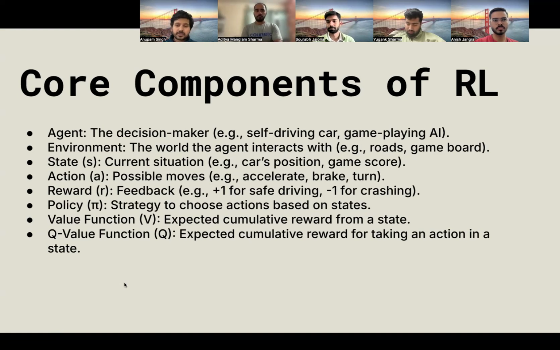State is the current situation. What is the car situation? What is the game score? Or what are the enemies' positions? Action is the possible moves. For a car, you can accelerate, brake, turn, and those things. Similarly, in a game, attack, defend, buy some things, all those actions that you can take. What is the feedback loop? If you see, there are some variables assigned to it. State is S, action is A, reward is R. And the feedback is: if you drive safely and reach from A to B, you get +1. If you don't reach from A to B without crashing, you get -1.